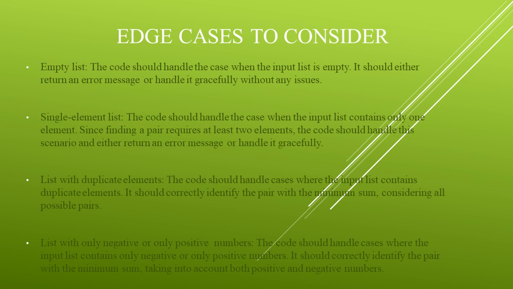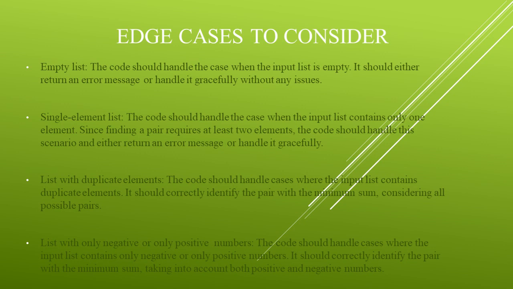Edge cases to consider. Empty list. The code should handle the case when the input list is empty. It should either return an error message or handle it gracefully without any issues. Single element list. The code should handle the case when the input list contains only one element. Since finding a pair requires at least two elements, the code should handle this scenario and either return an error message or handle it gracefully.